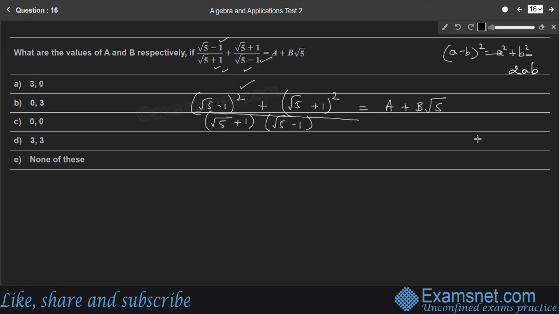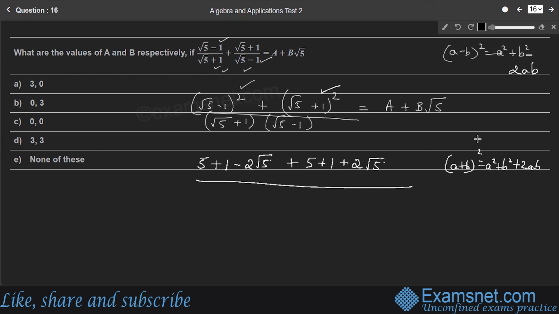So, root 5 minus 1 the whole square. Root 5 the whole square is 5 itself, plus b square is 1, minus 2 times ab, it becomes 2 root 5. Plus, the second term is in the form of a plus b whole square, right? So, a plus b whole square is a square plus b square plus 2ab. Therefore, it becomes a square, so 5 plus b square, 1, plus 2ab, 2 times root 5 into 1 is root 5.